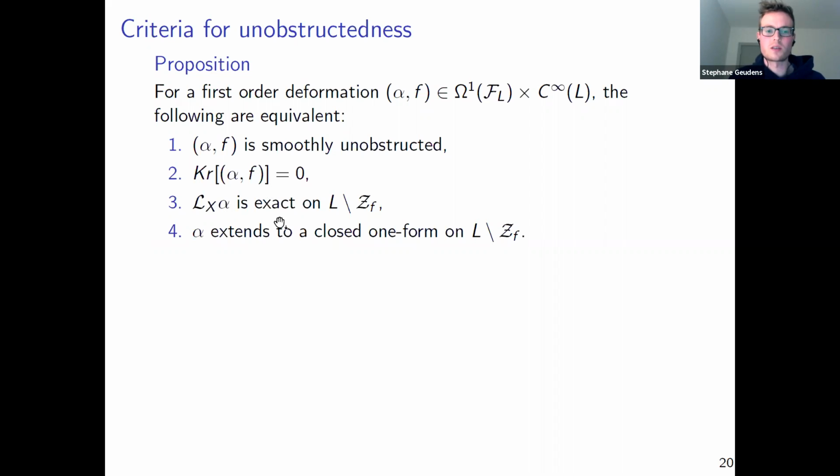And so the last 2 are also some equivalent conditions. The third one seems to be quite computable. It's just asking that the Lie derivative is exact. And the fourth one is maybe a bit surprising because it doesn't depend on these data X or gamma that come from the modular vector field. It's just asking that closed foliated one-form extends to a closed one-form.